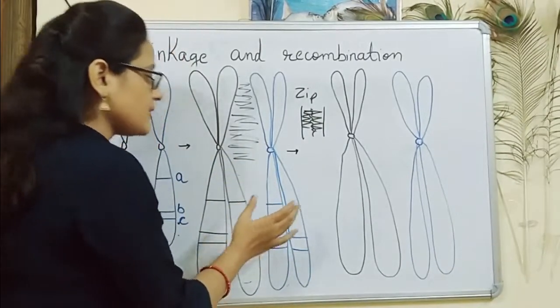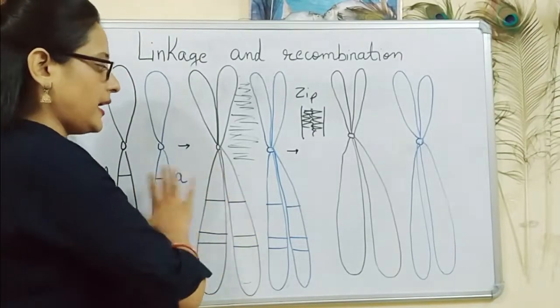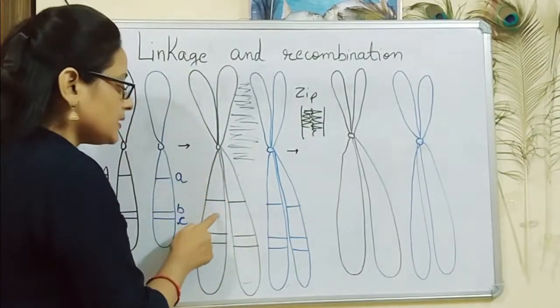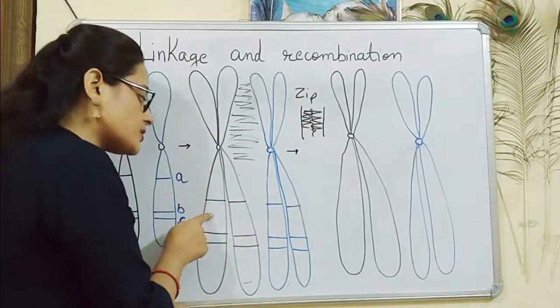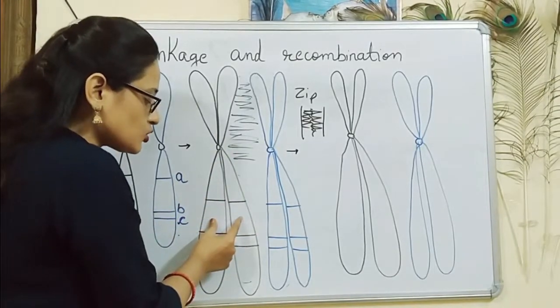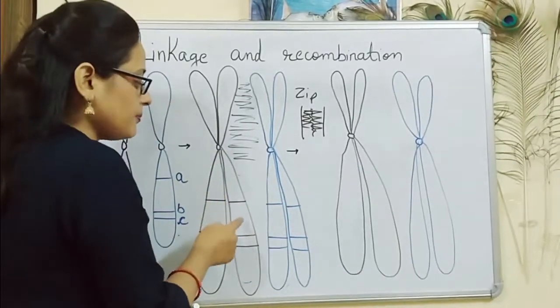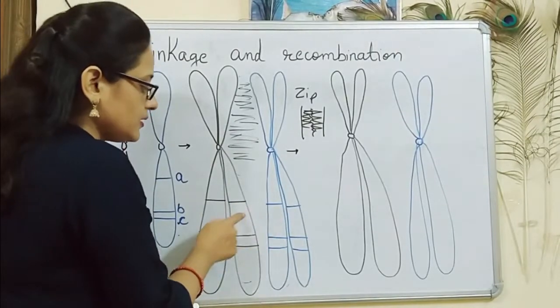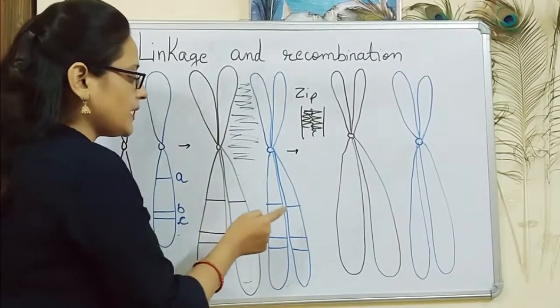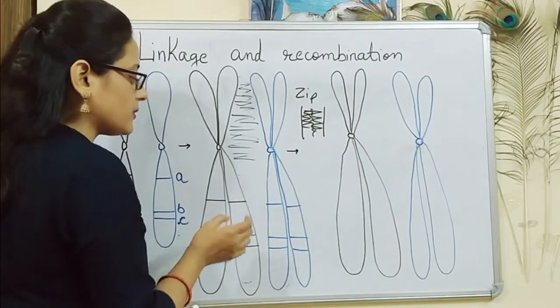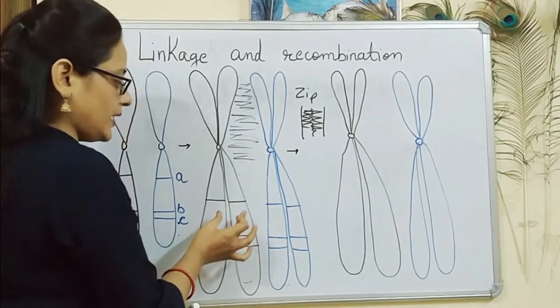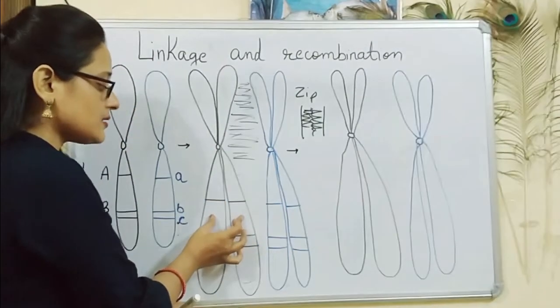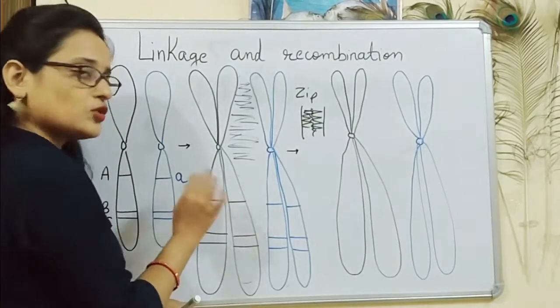These two homologous pairs are similar to one another as they have the same genes, but the similarity between these two chromatids is more as compared to the others. So these two chromatids are called sister chromatids, as they have the replicated forms of DNA, so they are more similar.